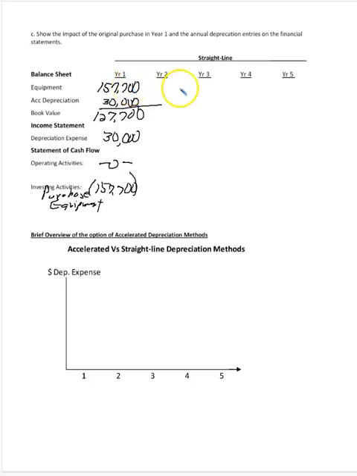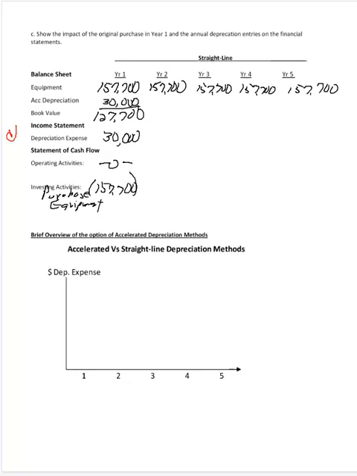Nothing happens to the equipment account, by the way, so it will stay all along. The original cost was $157,700, and that will stay in that account until we sell it, unless we do something really unusual to it. But generally, the original cost stays the same. Okay, so nothing happens to the equipment account. It stayed at that $157,700.